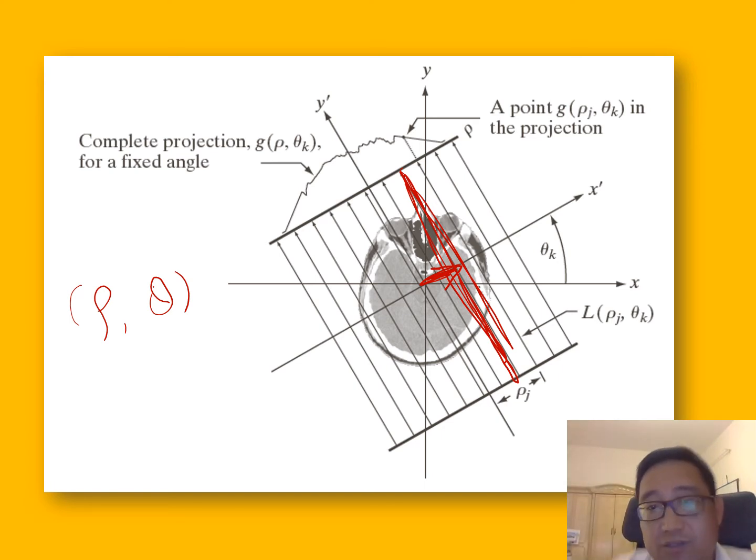As you can see very easily, this is actually a polar coordinate, versus x, y, the Cartesian coordinate. There's a one-to-one correspondence between these.